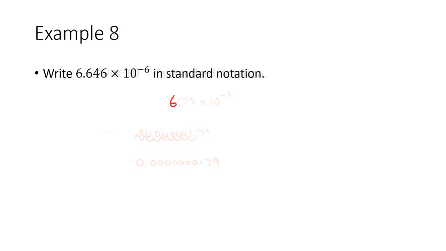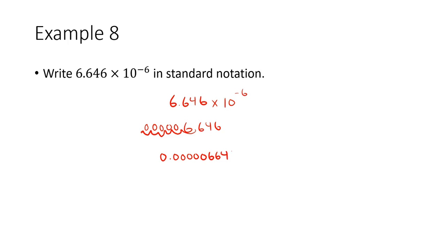To convert 6.646 times 10 to the minus 6 into standard notation, we're again just going to move the decimal point 6 places to the left. 1, 2, 3, 4, 5, 6. And then fill in our zeros. 0.00000 6646.